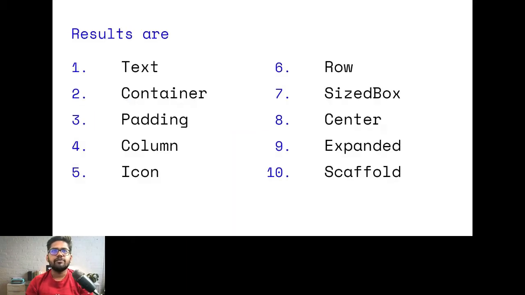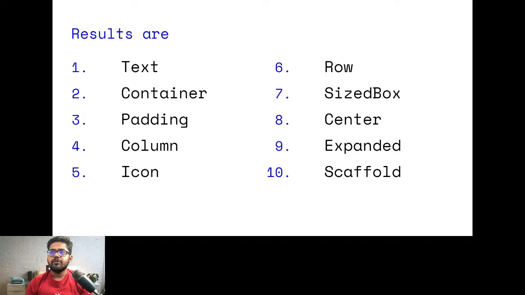The results show that the number one widget which we use a lot is Text. Then number two is Container. Then Padding, Column, Icon, Row, SizedBox, Center, Expanded, and Scaffold. This is based on data mostly taken from open source repositories. And even from my own experience, I agree with this list, and you might agree with it too. These are all the widgets which we generally use a lot more than you can even expect.